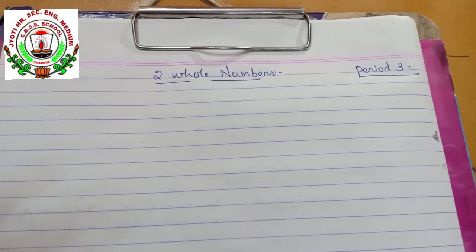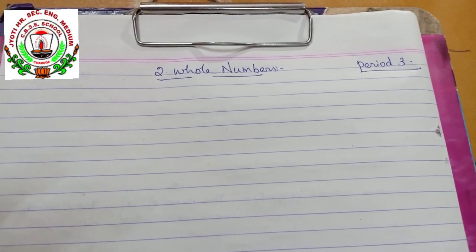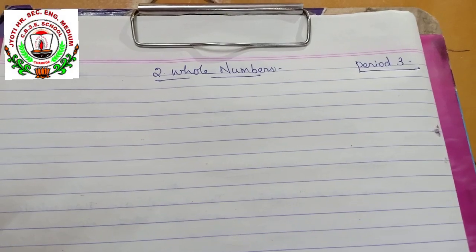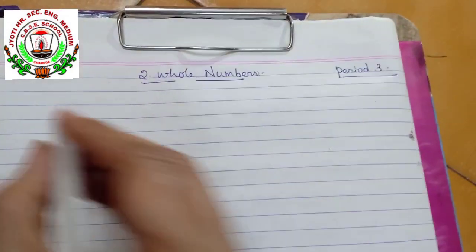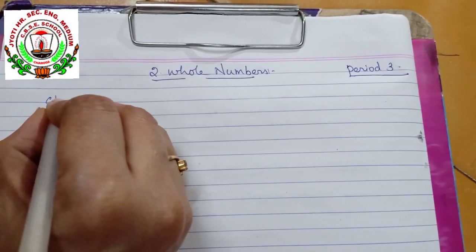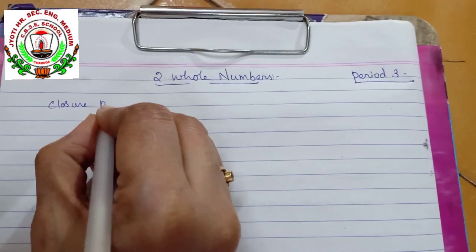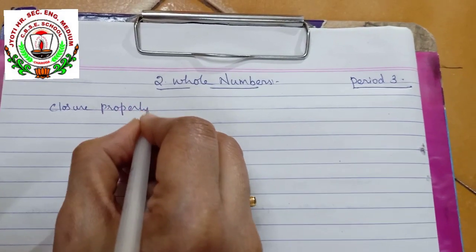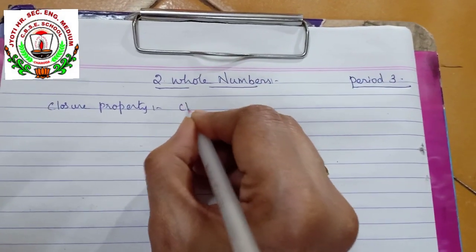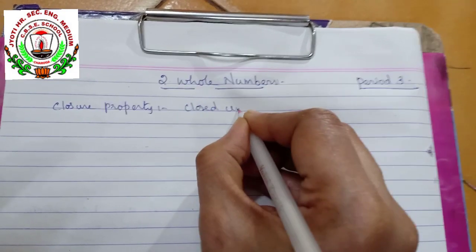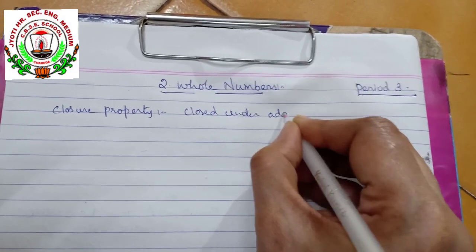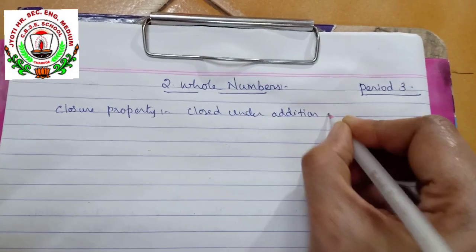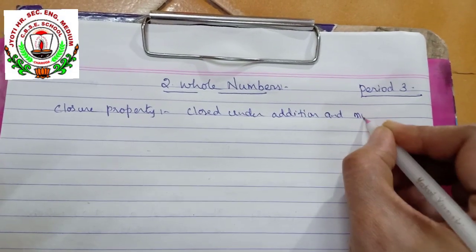Welcome to online teaching. We are continuing with the second chapter, whole numbers. In the last class we have learnt about closure property, that is closed under addition and multiplication.